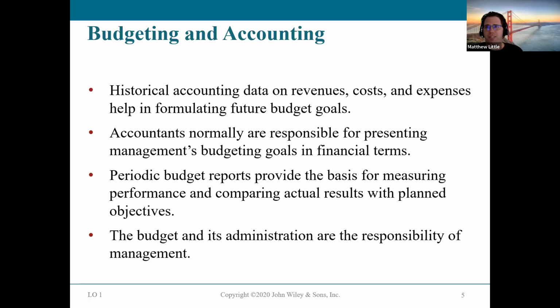Typically, historical accounting data on any past revenues, costs, expenses help us. Knowing what our past experience has been can help us determine the future. Typically, there's an accountant involved representing the management's budgeting goals, depending on the size of the organization, the complexity of the budget, and what kind of experience you may need. The budget is typically the responsibility of management, and that creates a way to measure performance by comparing your plan, your budget, with your actual productivity or activity in the organization as time proceeds.